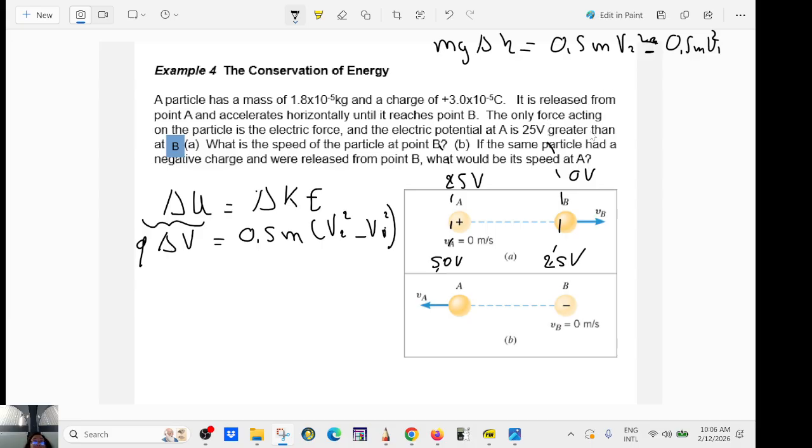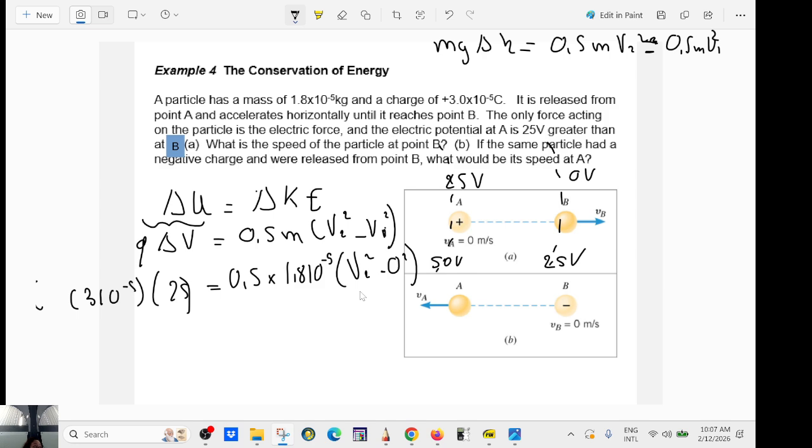So can you compute the speed? So Q, 3 times 10 to the negative 5. Delta V is 25. 0.5 times the mass, 8 times 10 to the negative 5. It's released from point A, so it means it has no speed to begin with. Minus 0. Okay, so you want to find V2.